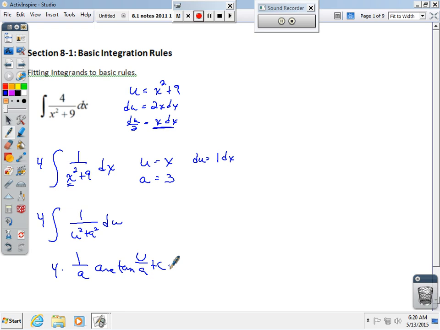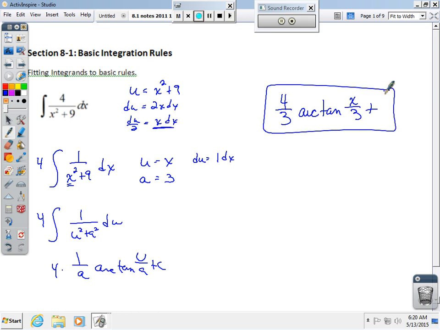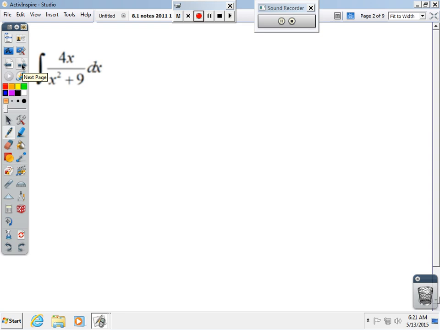I'll come over here and do that. So a is 3, so it's going to be 4/3 arctangent of u over a plus c. And there's the first one. Again, I would think that some of you are going to try to use substitution, but that does not work. Now the next one is very similar, but now hopefully you can see that u substitution is going to work.